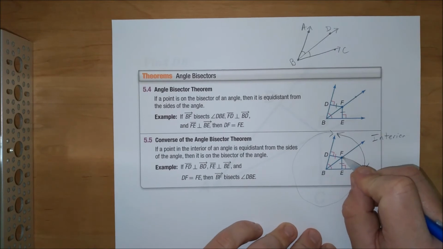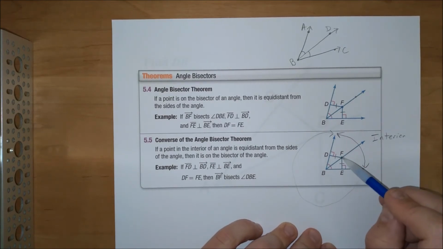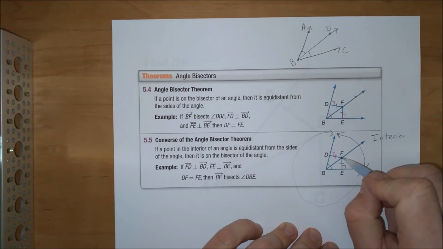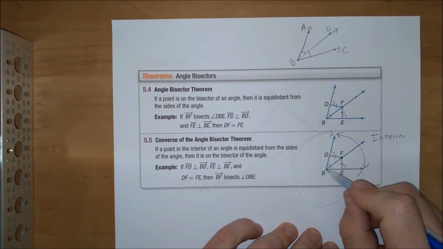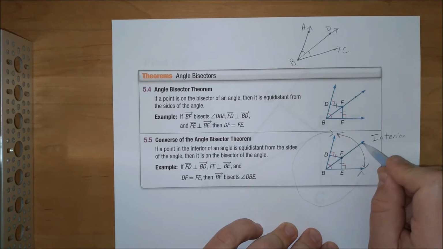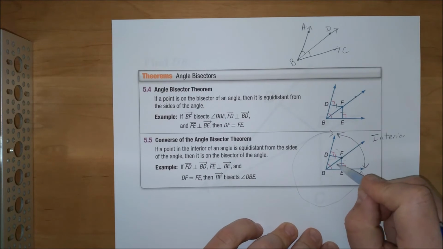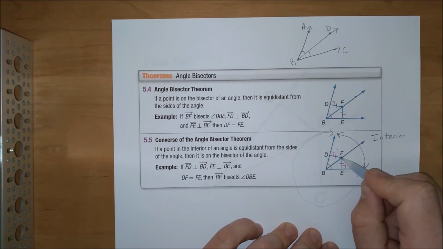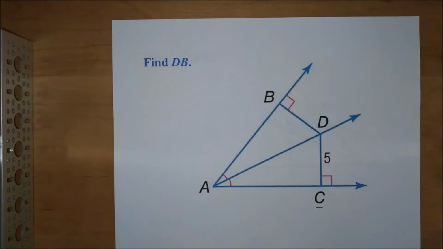So in this case, if they told us that F is the same distance from D as it is from E, that tells us FD and FE are congruent. That means F must be lying on an angle bisector. I could conclude that this ray must be an angle bisector if all I was given was this information right here, telling me that these perpendicular segments are congruent. All right, let's try some examples with this.